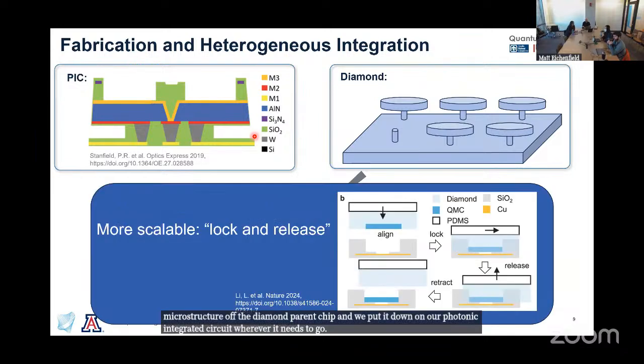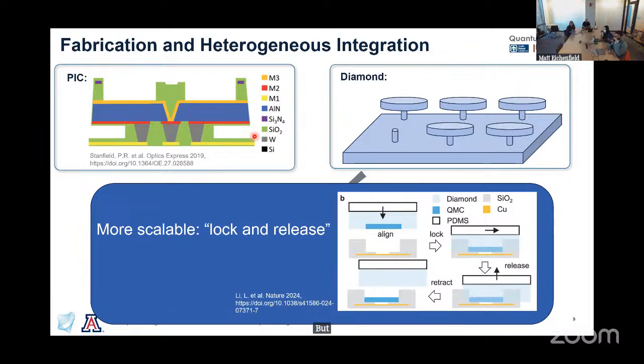We've been talking a lot about scalability, and this sounds like the least scalable thing in the world, where you go in one at a time and take a diamond and put it down. But there are more scalable ways of doing this. For example, this is the lock and release method, where we are able to heterogeneously integrate lots of diamond structures at the same time. These devices can be designed to work with the lock and release.